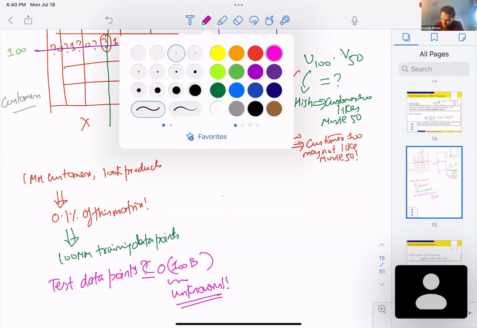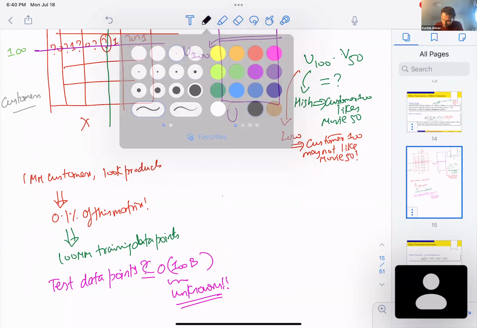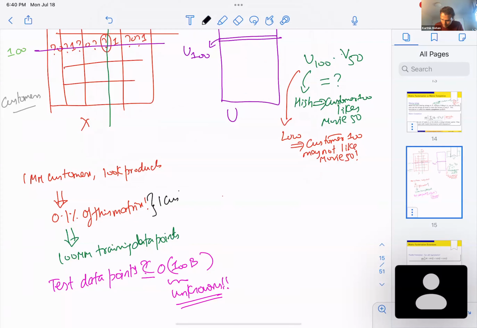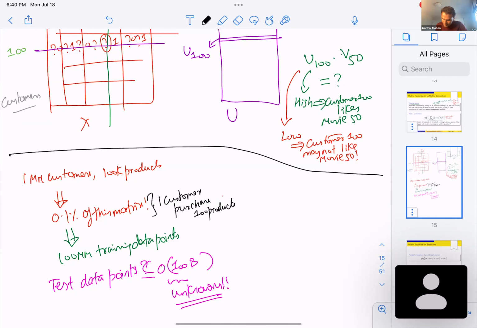So let me also clarify the assumption here: you're assuming that one customer purchases 100 products, or has purchased 100 products. And these products are distributed at random. So again, the rows and columns have that kind of symmetry, right? That's the assumption, but that's a big assumption. I also want to clarify, these are two different examples. This is for movies and this is for products. But the same idea applies, right?